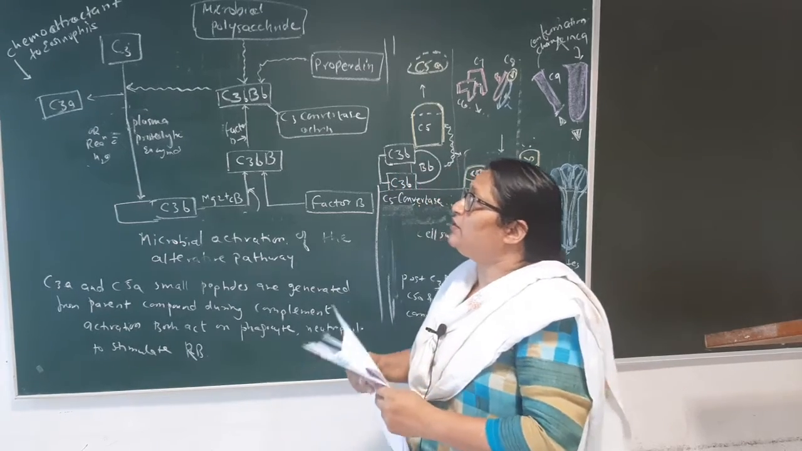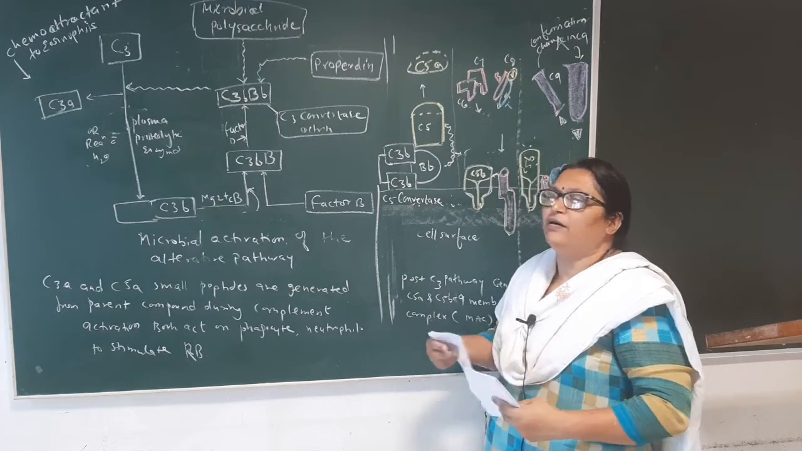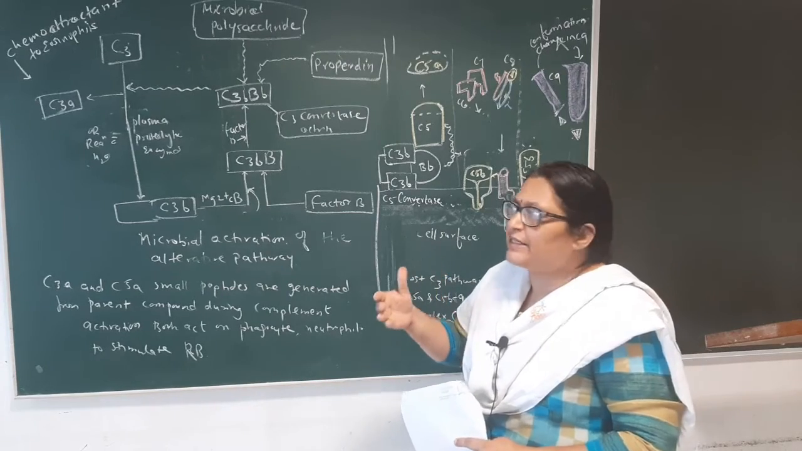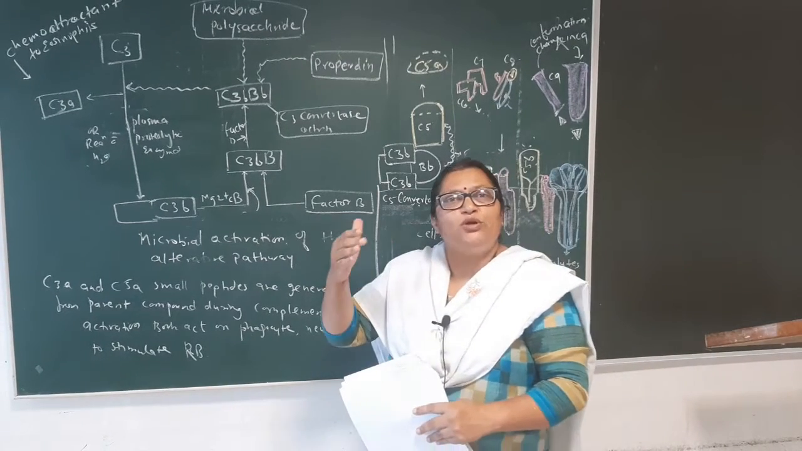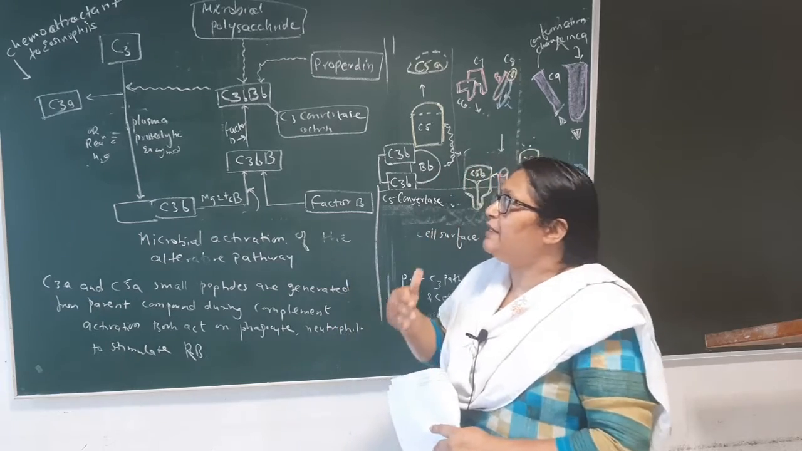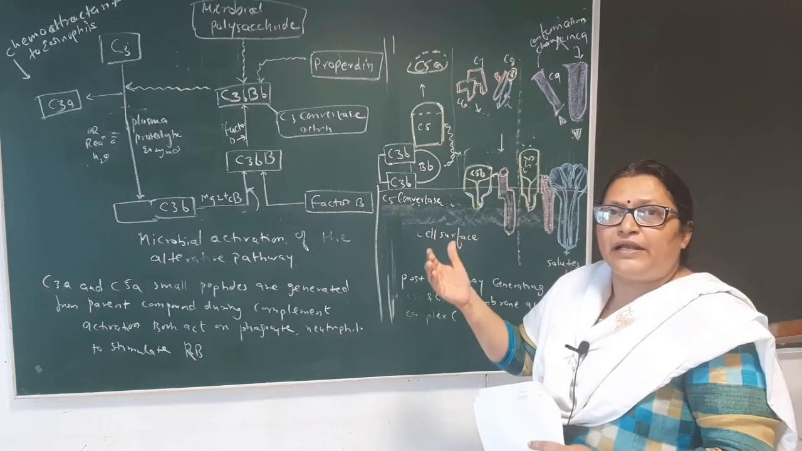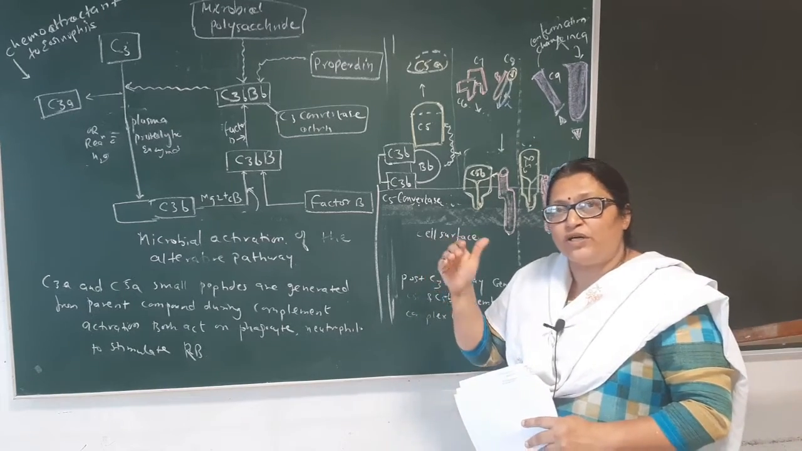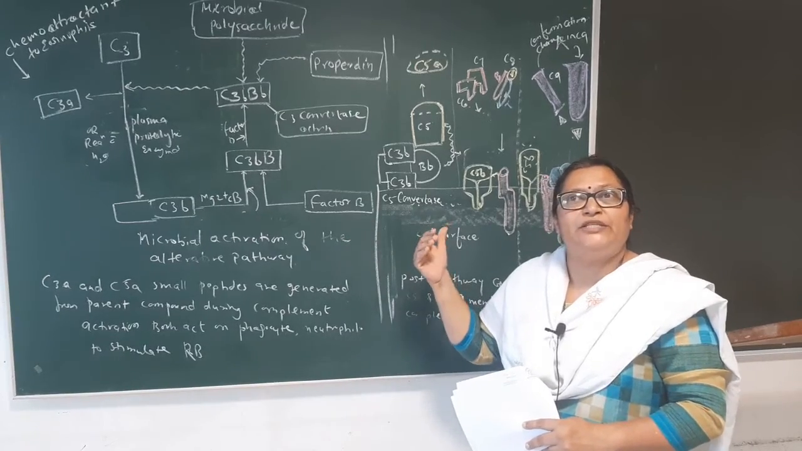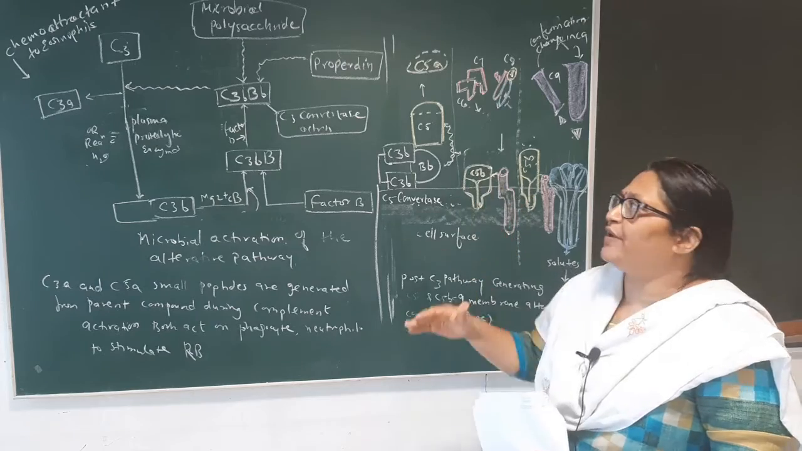Now, what are the complements? Complements are proteins which are present in the body. It is a cascade of reactions. What do you mean by cascade? Cascade means the activation of the first protein is responsible for activating the second protein, or the activation of the first product is responsible for the activation of the second compound to give the product. So, this is a chain of reactions.